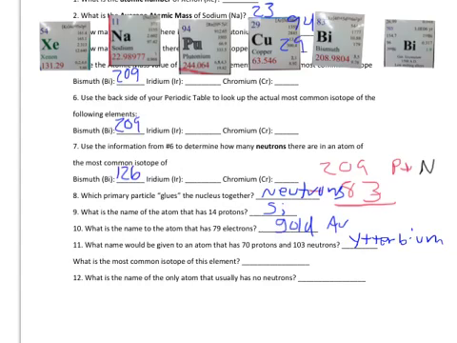What is the most common isotope of this element? Well, if I take the atomic mass and round it to a whole number, what I'm going to get is 174. Sorry, I don't have a picture like I did for the other ones.